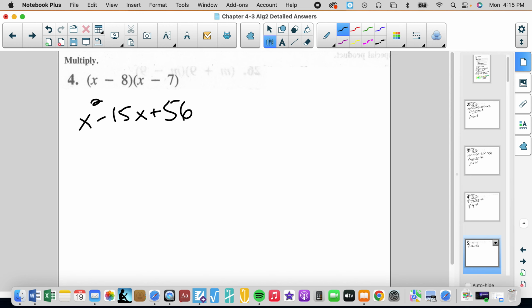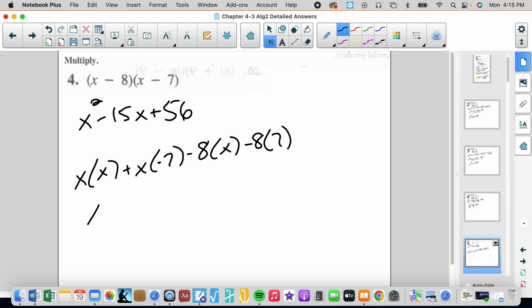56. So you have x times x plus x times negative 7 minus 8 times x minus 8 times 7. X squared minus 7x minus 8x minus 56. X squared minus 15x minus 56.